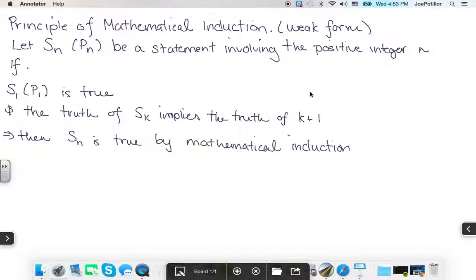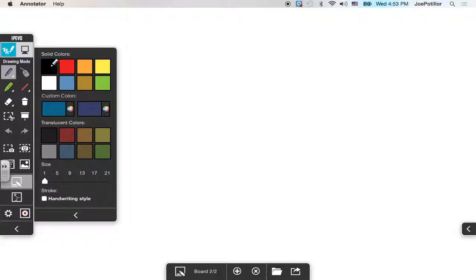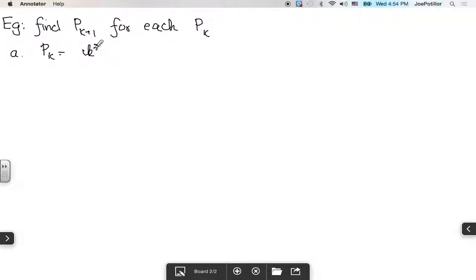So we need to be able to apply it to a statement of k plus 1. Before we even actually do mathematical induction, let's do a couple of examples of plugging in k plus 1 for our problem here. Example 1: find P of k plus 1 for each P of k. And I'll just do one more.